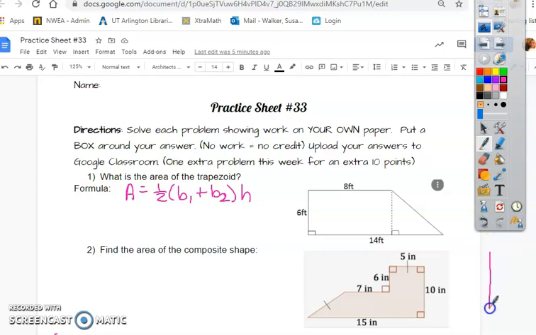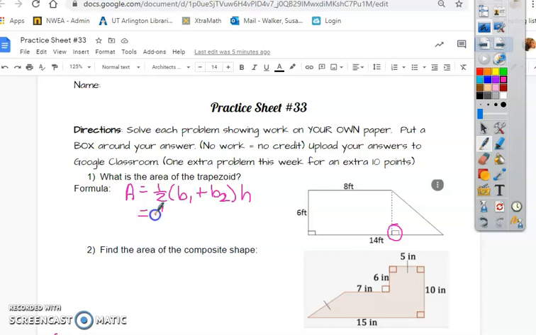So your bases, guys, those have to be parallel. If the trapezoid is standing up, then these are the bases here because those are parallel, okay? So you know that you have bases because they are parallel. You know the height, and we've talked about this before, because you should see a right angle, okay?